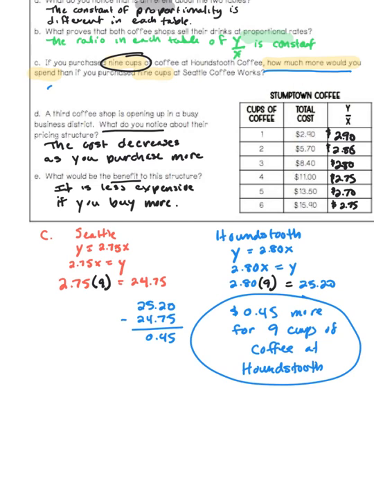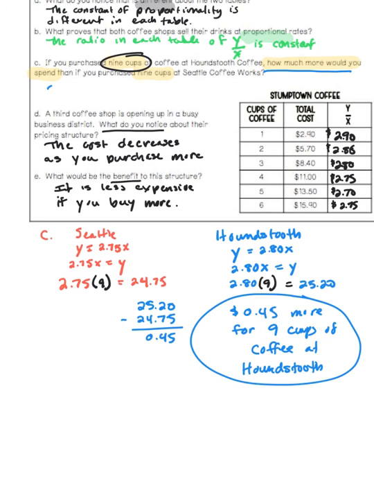Okay, let's briefly share out. Hopefully you noticed that each time you did y over x, or y divided by x, the price went down by 5 cents for each cup of coffee. And so what we noticed, hopefully, is the cost decreases as you purchase more coffee. And so that's what we needed to notice. And what would be the benefit? Well, it's less expensive if you buy more.